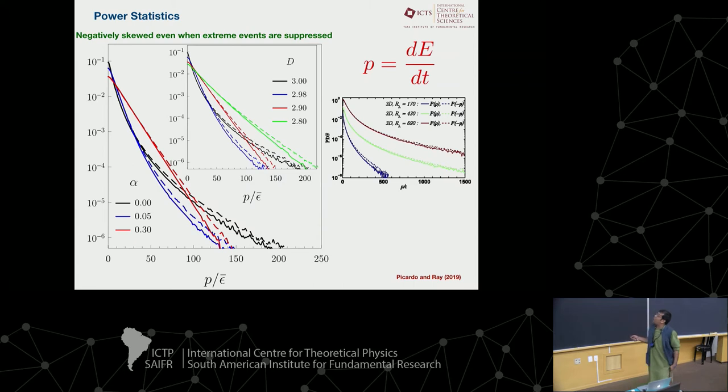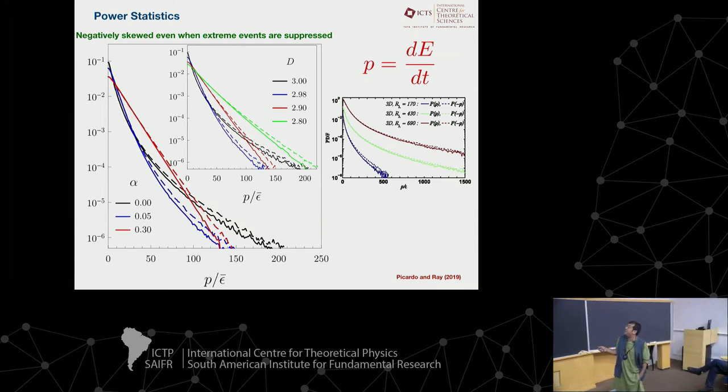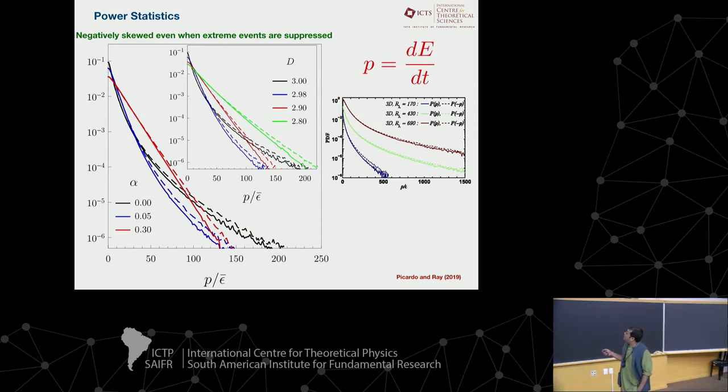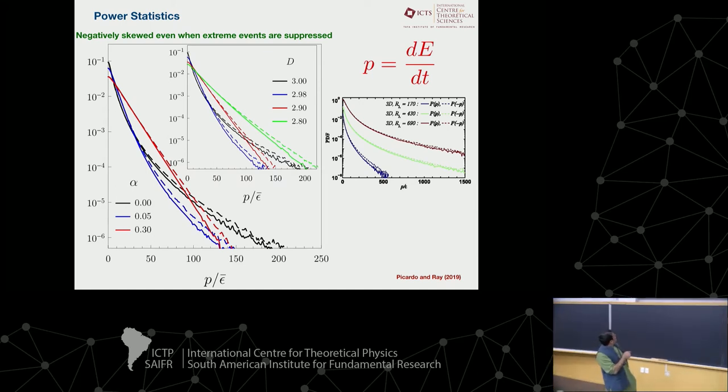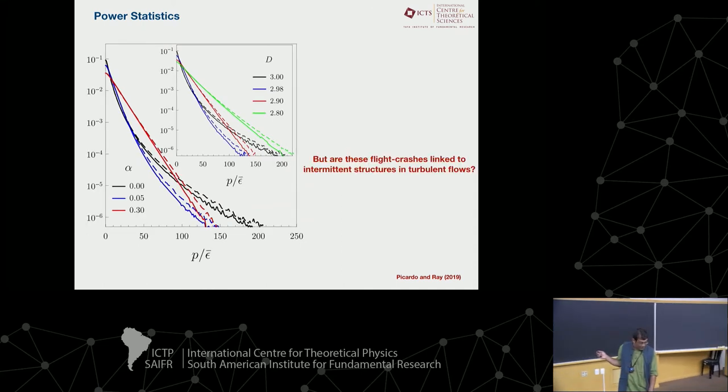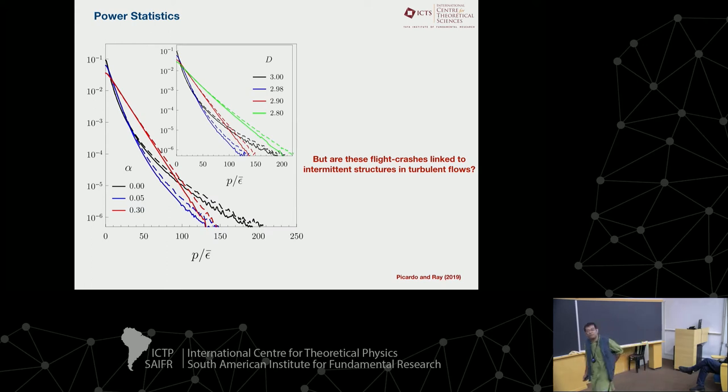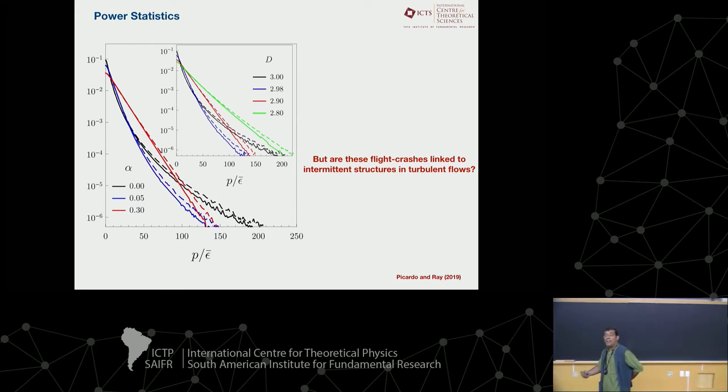So we went ahead and measured the same PDF. Black is for the full three-dimensional flow, consistent with earlier measurements and experiments. And red and blue are for cases where I have homogeneously decimated, that's alpha. And what we see is, again, the dashed line lies above the unbroken line, so our field is still negatively skewed. That's good. So then, are these flight-crash events really linked to intermittent structures? Because I've taken a synthetic turbulent flow where I've got rid of small-scale activity, and yet I come up with the same sort of irreversibility picture.